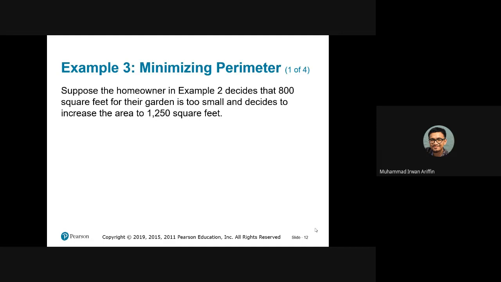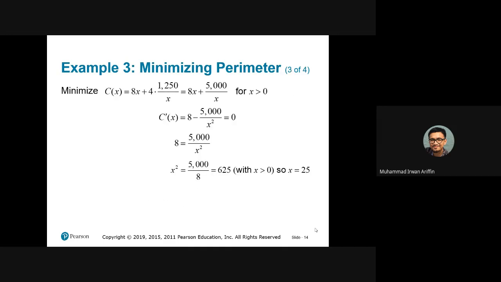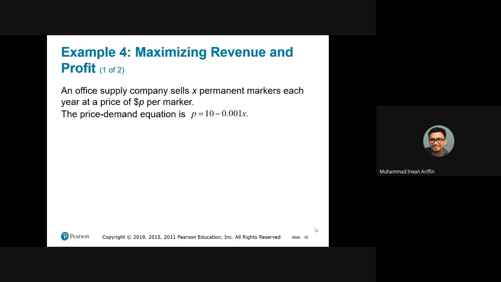So say this is parameter. So I'm going to skip this. Let's go right away to example 4. Okay, maximizing revenue and profit. So let's say we have this example where we have a firm, a company that sells X quantity of permanent markers each year at a price P dollars per marker. So the price is P.